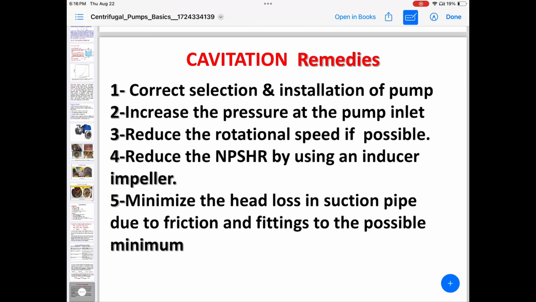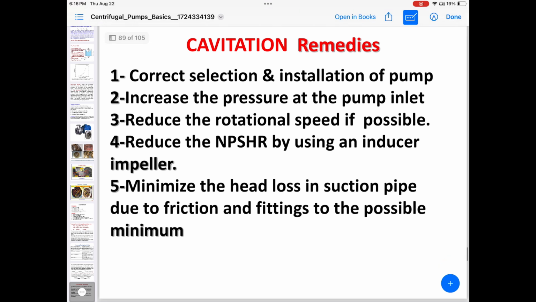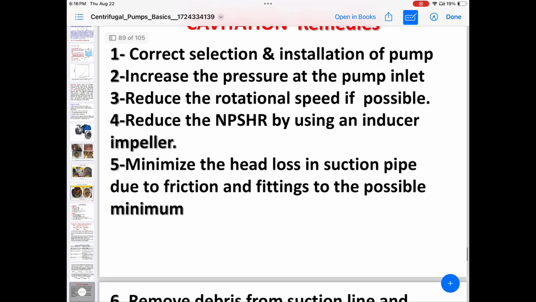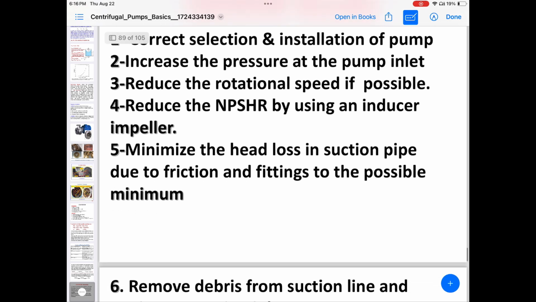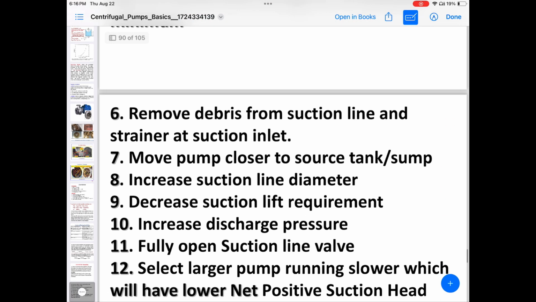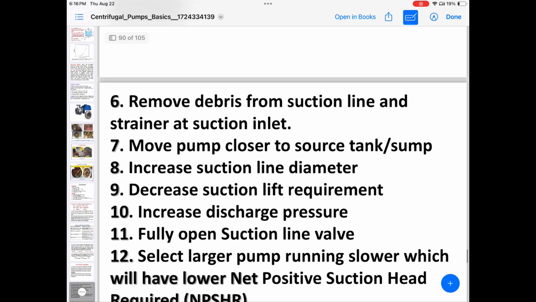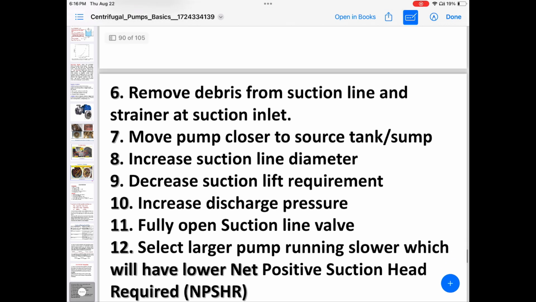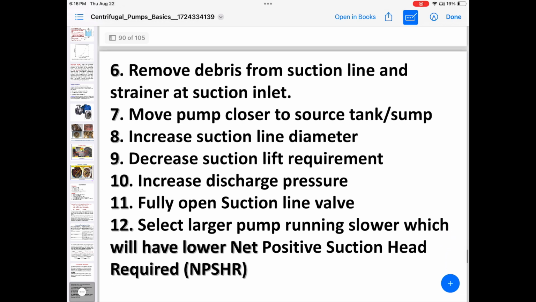Cavitation remedies: correct the selection and installation of the pump, increase the pressure at the pump inlet, reduce the rotational speed if possible, reduce the NPSH required, or use inducer impellers. Fifth, minimize the head loss of the suction pipe due to friction and fittings where possible. Remove the bed from the suction line strainer at the suction inlet.